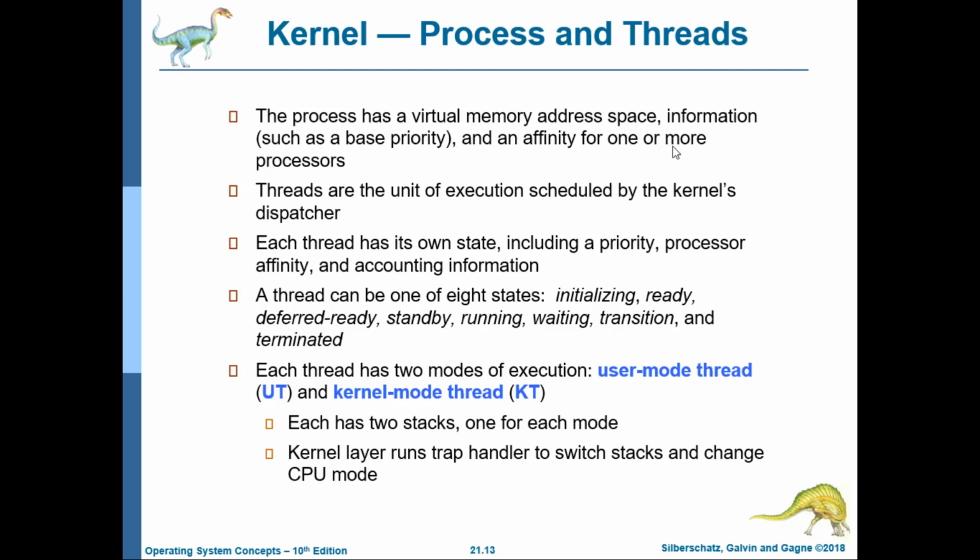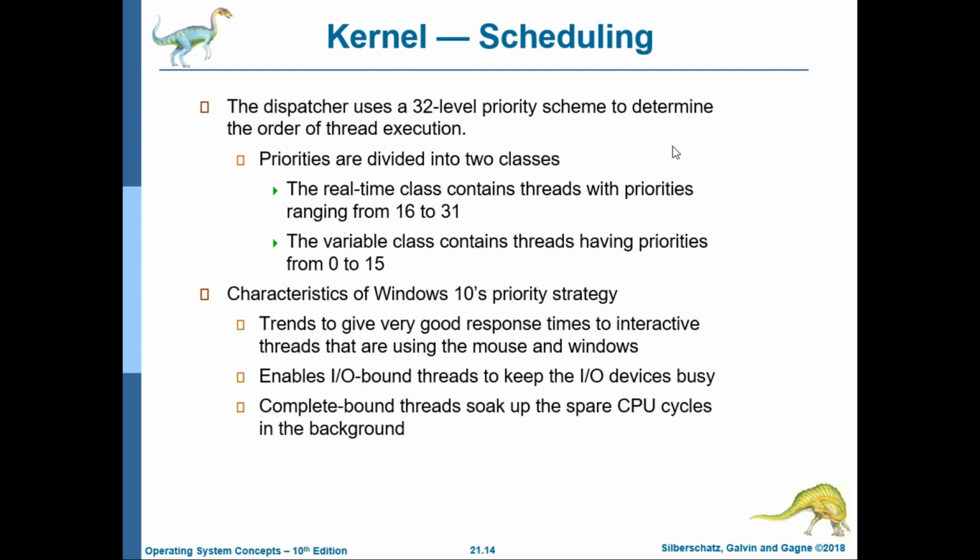So for scheduling by the kernel, the dispatcher uses a 32-level priority scheme to determine the order of thread execution. Priorities are divided into two classes. The real-time class contains threads with priorities ranging from 16 to 31, and the variable class contains threads having priorities from 0 to 15. The characteristics of Windows 10's priority strategy tend to give very good response times to interactive threads that are using the mouse and window.